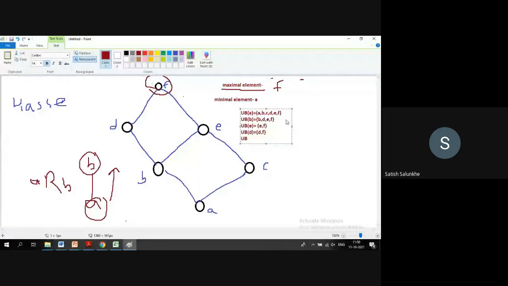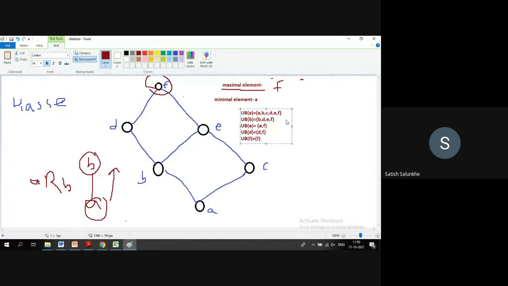D, E, F. Now, similarly, if you want to find the upper bound of E, it is E, F. If you want to find the upper bound of D, it is D and F. What is the upper bound of F? The upper bound of F is F only.